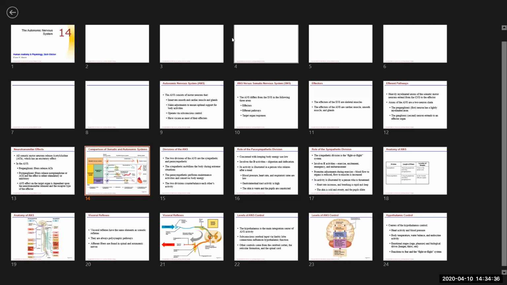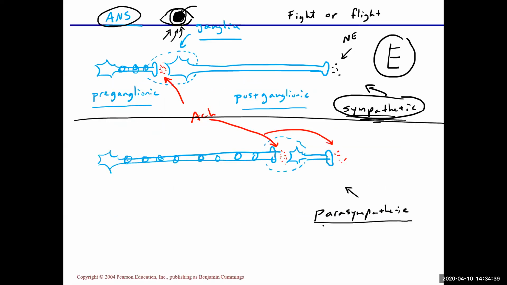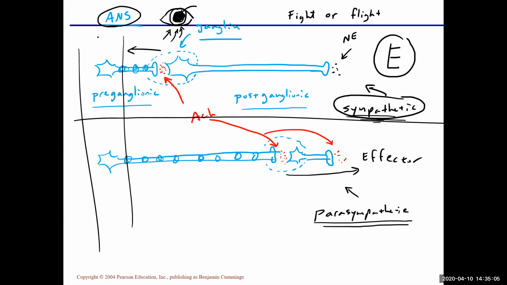So let's find our previous parasympathetic division, all right? Again, it has a long preganglionic and short postganglionic neuron. And now this could be your effector. So notice that the ganglia is actually closer to the effector, right? You remember that this part right over here is the central nervous system, brain, spinal cord, things like that. So in this case, the ganglia is closer to the effector.